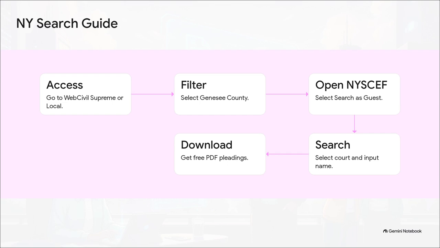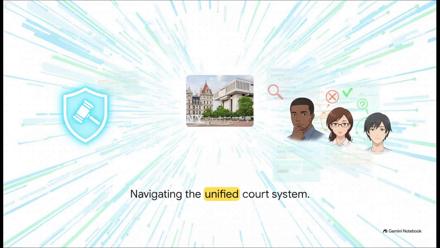But Step 3. This is where the magic really happens. You want to navigate over to the NYSCEF portal. You don't even need a fancy lawyer account, just click Search as Guest. Once you're in, pick the Genesee County Supreme or Surrogates Court, pop in the person's name or the index number, and you can instantly download PDF copies of things like final judgments and complaints for absolutely zero cost. It's an amazing resource.